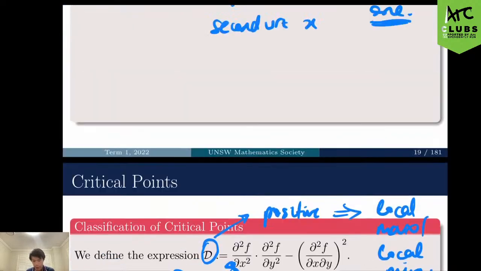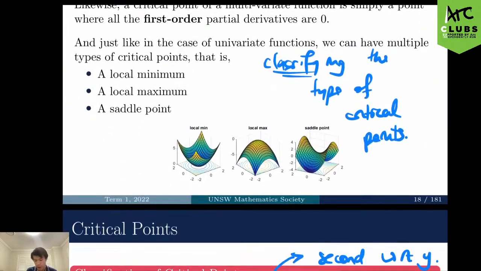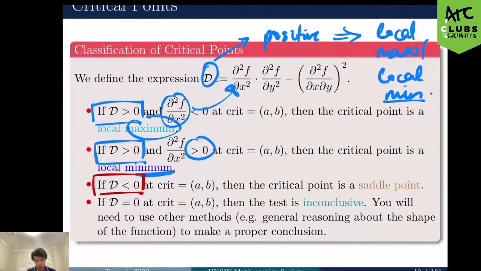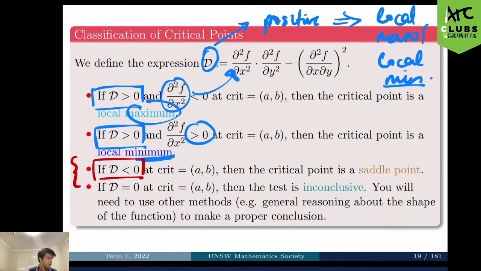So when we saw this diagram before, there was this thing called the saddle point. You can see it's neither a minimum nor a maximum, right? It goes down over here, it goes up there. And if this is less than 0, then that's what we've got, it's a saddle point. And finally, if it's equal to 0, then it's inconclusive, and we'll need to do something else, but you'll rarely get stuff like this.